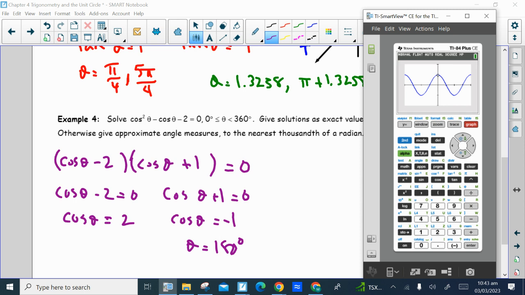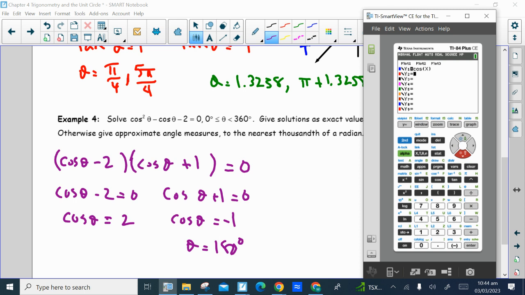But the maximum value that this graph goes up to is +1. The minimum value it goes down to is -1. It never gets up to 2 or down to -2. That's why when you go second function cos of 2, you get an error, because it doesn't exist. The graph of cosine only goes up to +1 and down to -1. And the sine will do the same thing.